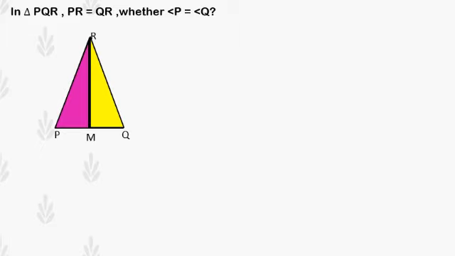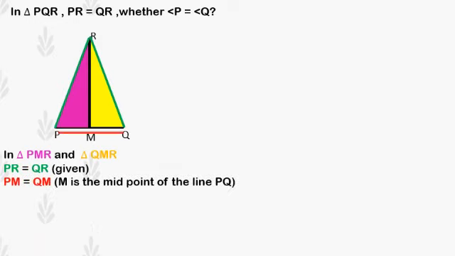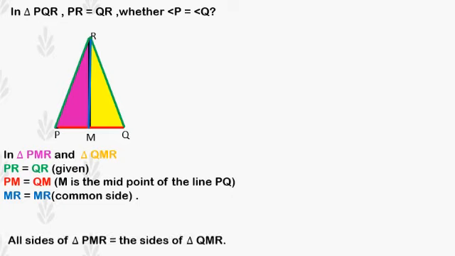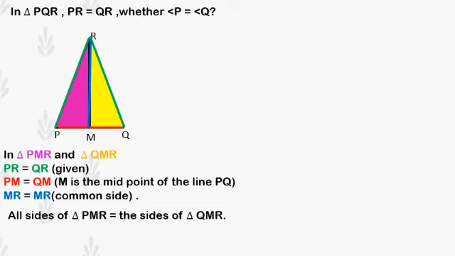Here we know PR and QR are equal. So let us write, in triangle PMR and triangle QMR, side PR equals QR. That's given in the question. And side PM equals QM. Here M is the midpoint of the side PQ. So we can say PM equals QM. And side MR equals MR. That is common for both triangles. So we can say all sides of triangle PMR equal the sides of triangle QMR. Here, three sides are equal.